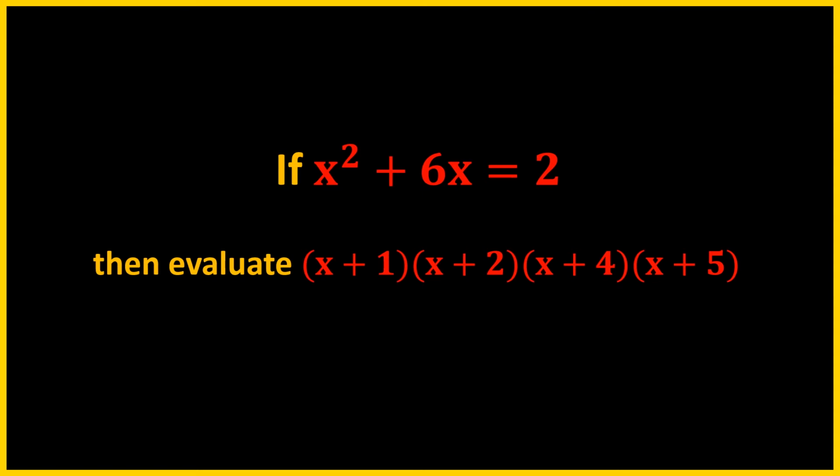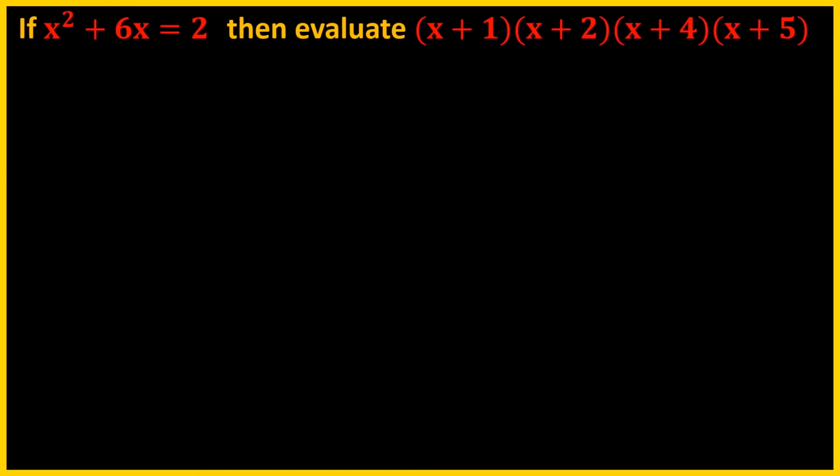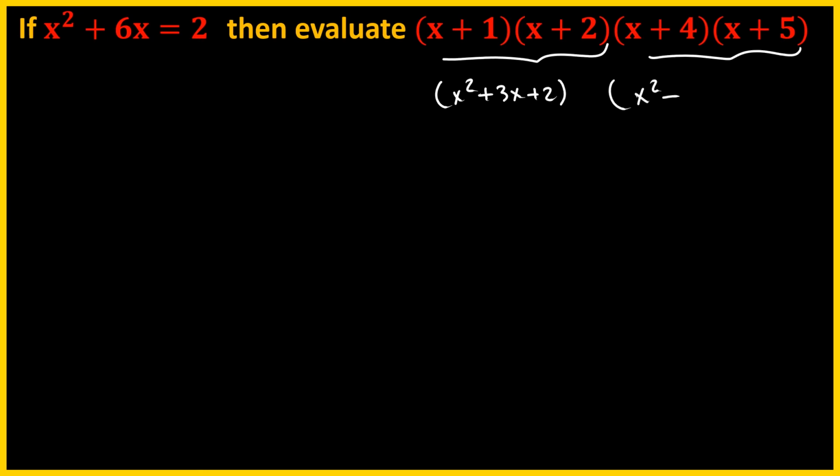Now, obviously, if we solve for x, we get irrational solutions, so probably it's not a great way to find x and then use the value of x to evaluate this expression. So you can check that out yourself, but I'm not going to use that method to solve this problem. Instead, what I'm going to do is to multiply these factors out. I'm going to multiply these two out and these two out. If I do that, I get x squared plus 3x plus 2 times x squared plus 9x plus 20.